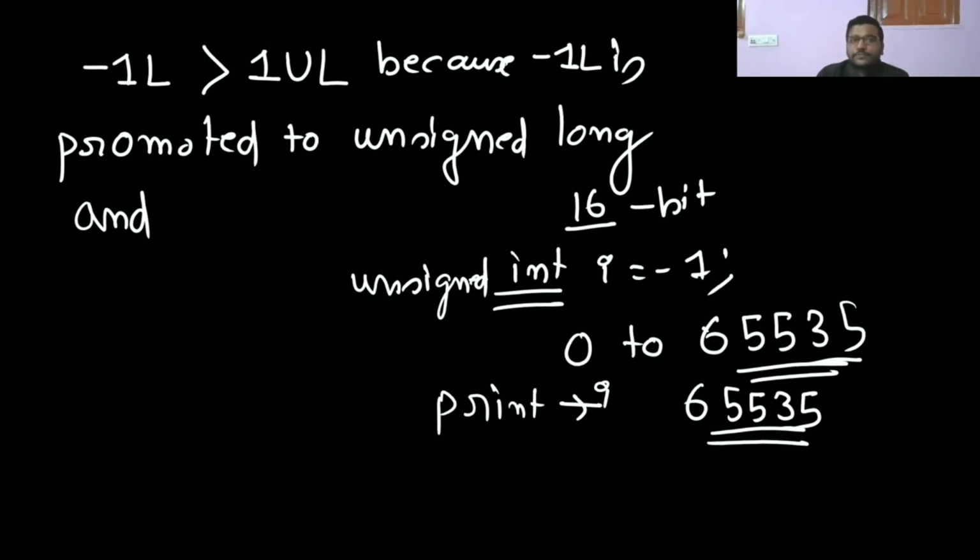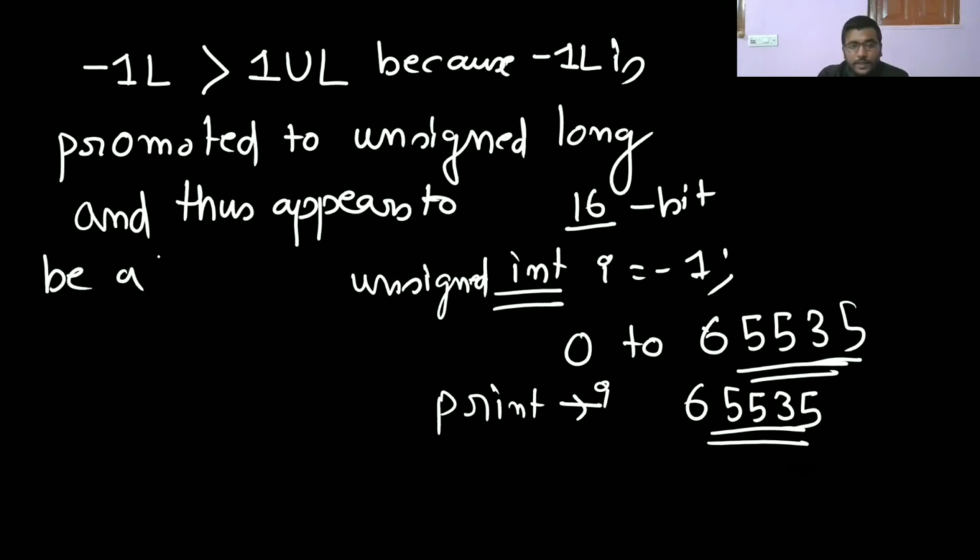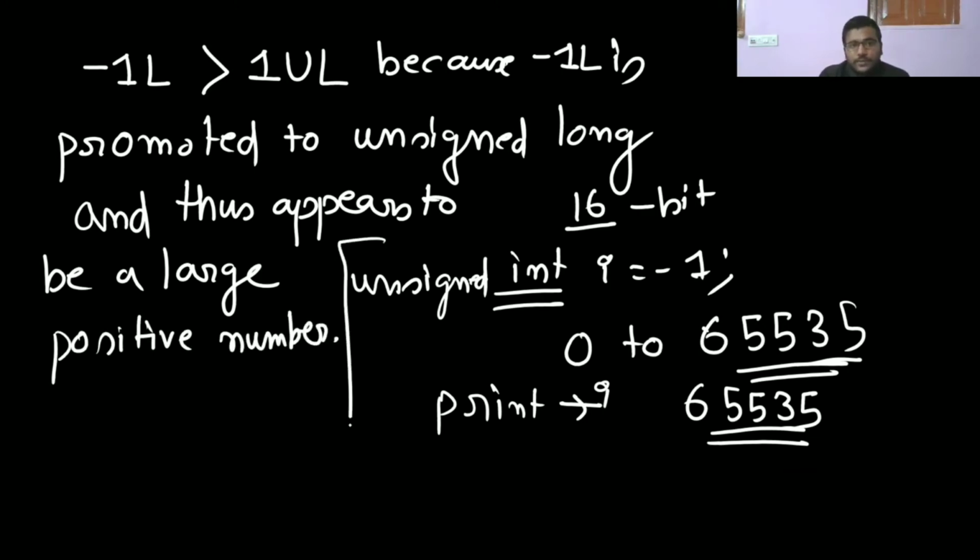Am I clear? It is now not going to be minus, it is not going to be long, it is going to be unsigned long, because -1 is promoted to unsigned long, and thus appears to be a large positive number. Understood?